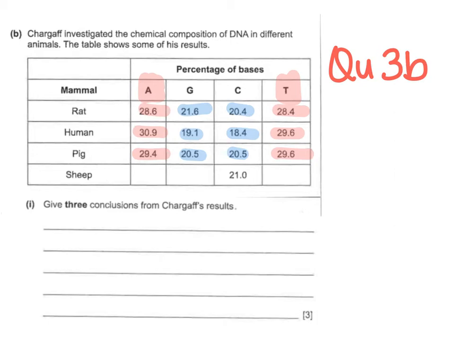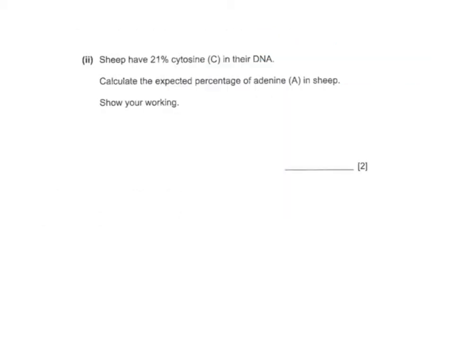Anything else that you could notice? If you notice that A has the largest amount, or that C had the least amount, or that the amount of A and T is greater than the amount of G and C. Anything else logical would have got you your 3rd mark.